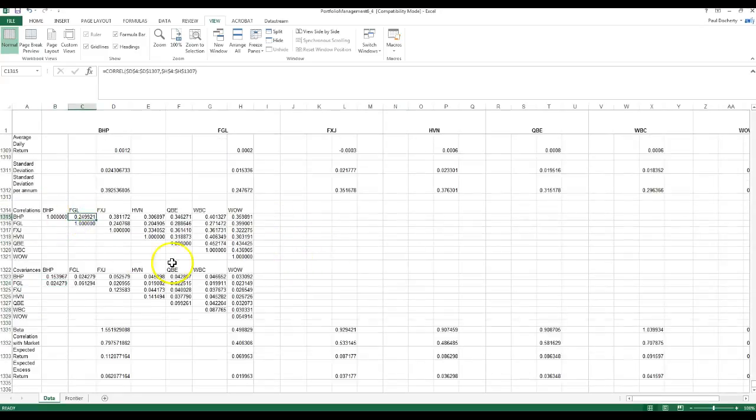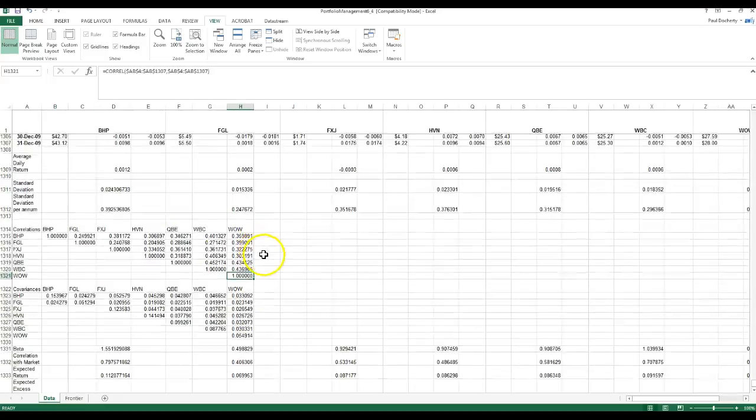Now, in my correlation matrix up here, I've done exactly the same thing, only I've now used the correlation formula, which is equals CORREL, with the values in parentheses. And on the diagonal, you can see I've now got the correlation between a stock's return and itself, and the correlation between a stock's return and itself will always be 1, which is why these diagonal values here are 1s.